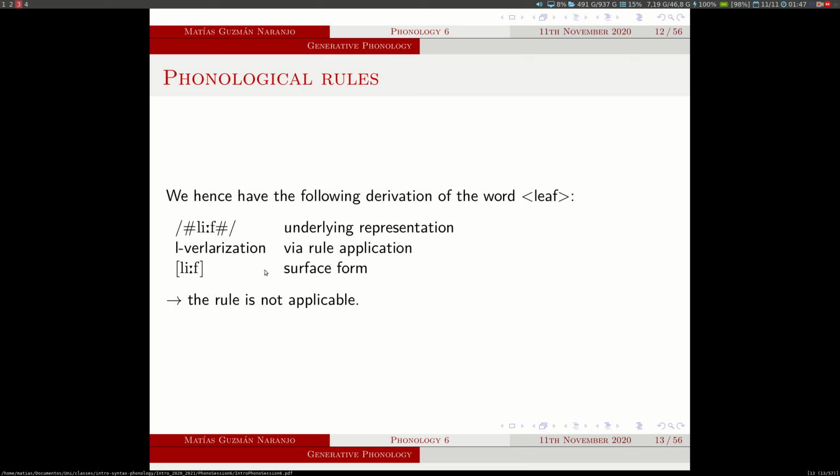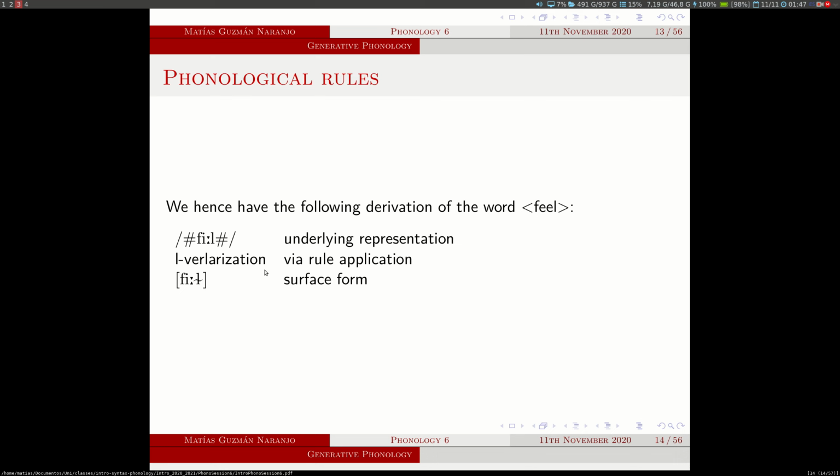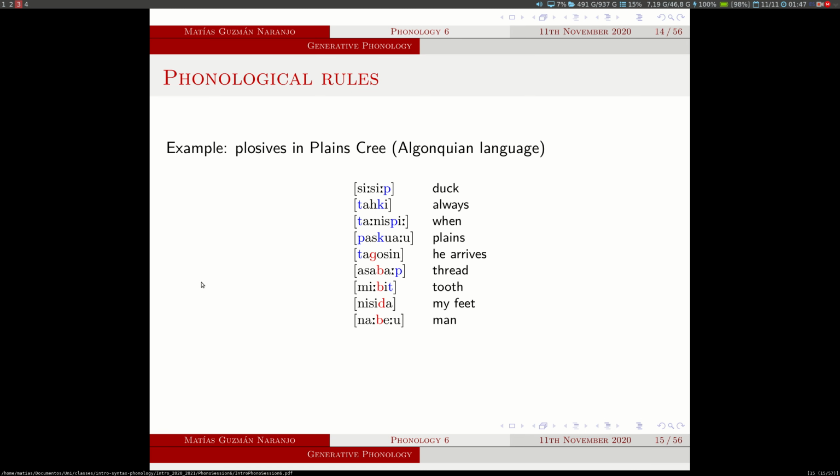So the derivation for a word like leave, well, in this context the rule doesn't apply, so the surface form is leave. For feel, the context matches, so the l goes to dark l. Here's another example. This is plain screen. I think we had already seen this, but if we haven't, try to figure out what the situation is. If you don't remember, try to figure it out. What's going on here?